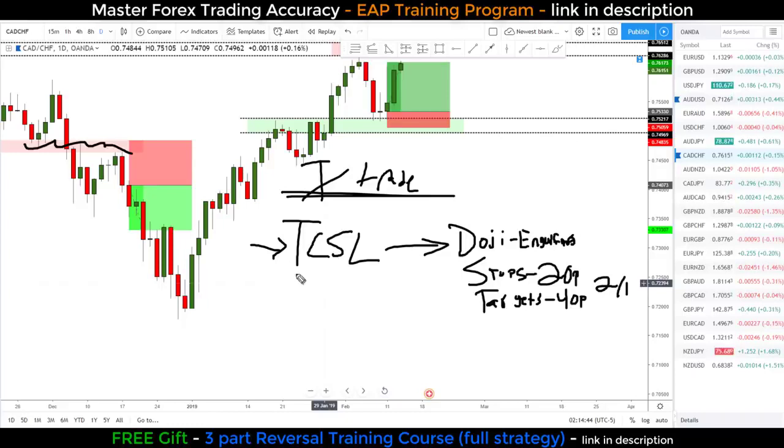The makings of this strategy: I trade TCSLs with a doji followed by an engulfing candle. My stop loss is 20 pips. My target is 40 pips. Now that you have this, you have testable rules. You have verifiable rules. You can literally take and test this through historical data to see if it's actually profitable. I have a 2-to-1 risk reward.